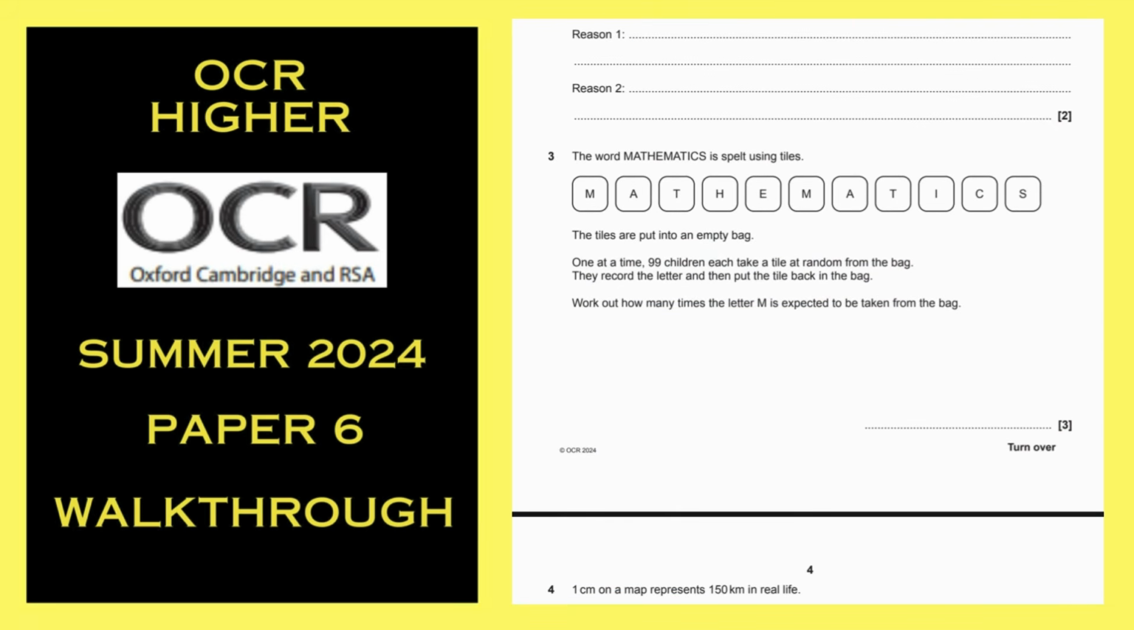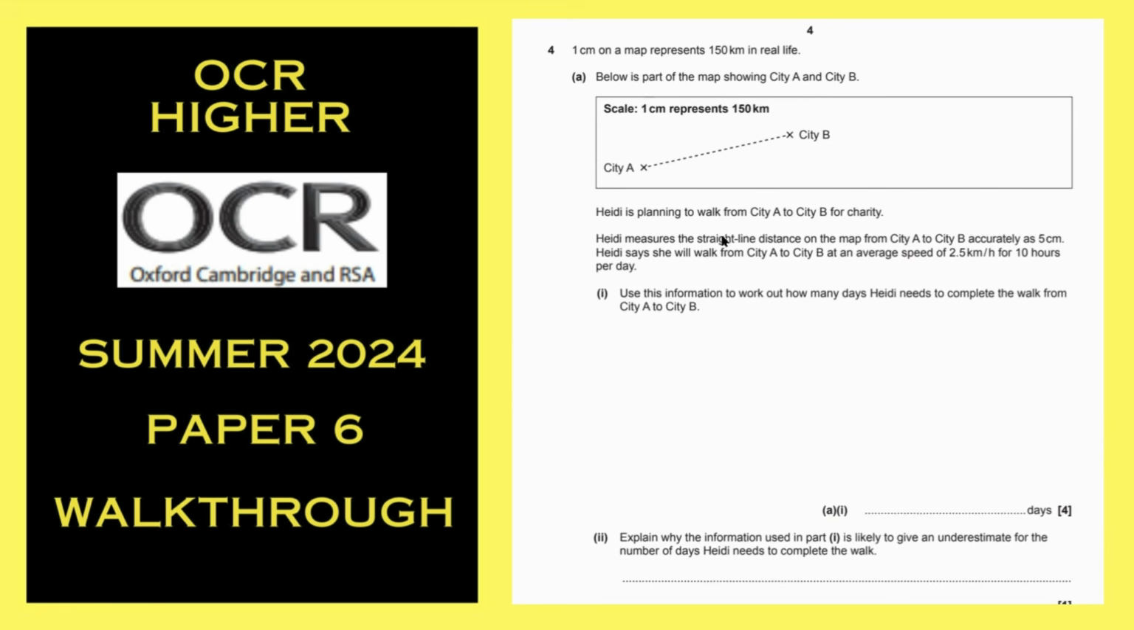Number 3, more waffle than there needs to be. All we care about is the chance of pulling out an M tile is 2 out of 11. 99 children are doing it. We multiply by 99 to find our expected value. Calc says 18, and we obviously go with that.